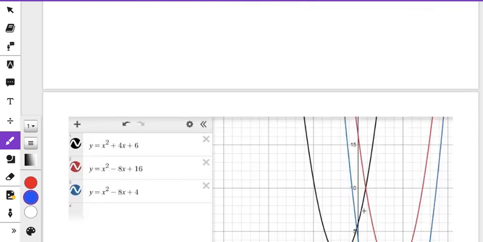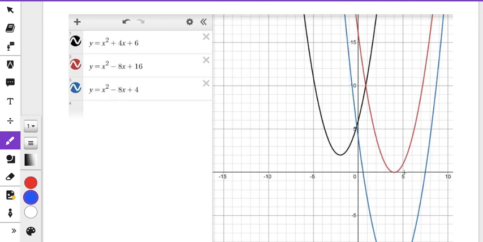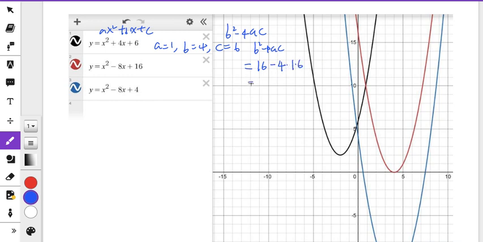Second, we are going to discover something regarding the number of solutions and its relation to b squared minus 4ac. So for each equation, we are going to look for the value of b squared minus 4ac. For example, the first one, as we know, a is 1, b is 4, c is 6. So for the first one, b squared minus 4ac, we can just plug in the values, and we find it's 16 minus 4 times 1 times 6, which is 16 minus 24, which is negative 8.